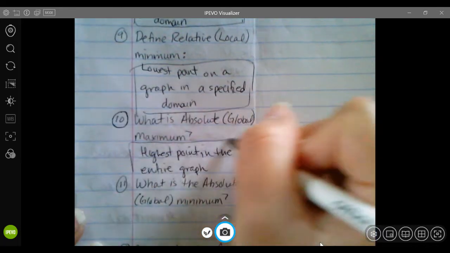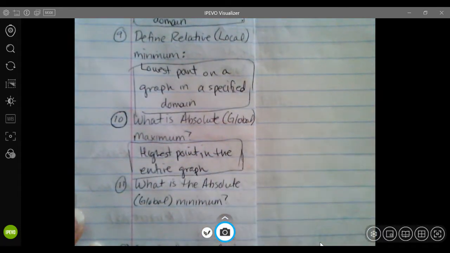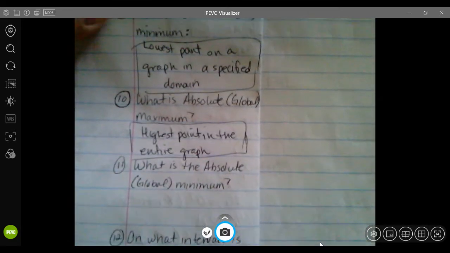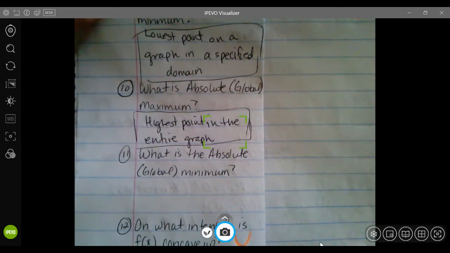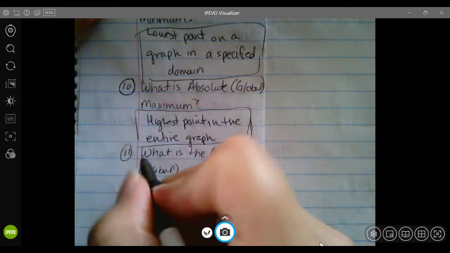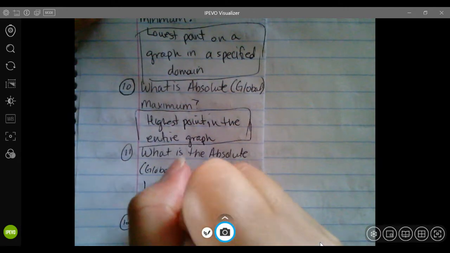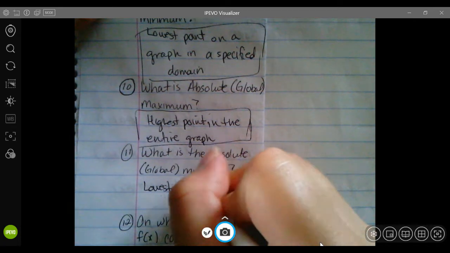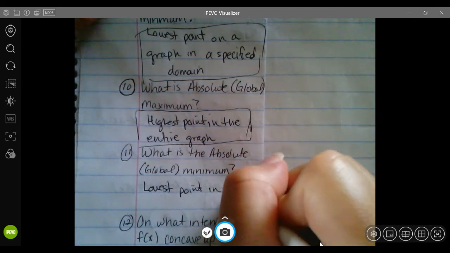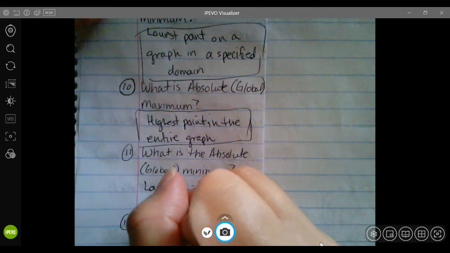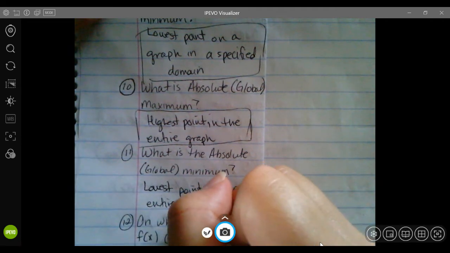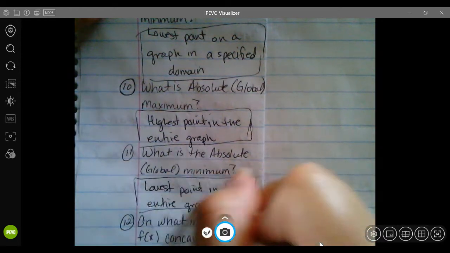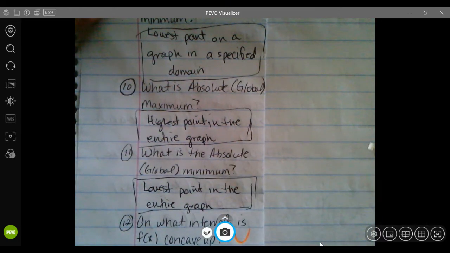Okay, so just a lot of definitions so far on this back part. And same thing for the absolute minimum. Let me focus this a bit. It's the lowest point in the entire graph. So the difference in these definitions is that two of them are just on a part of the graph, okay? And the other two are in the entire graph in general, okay?